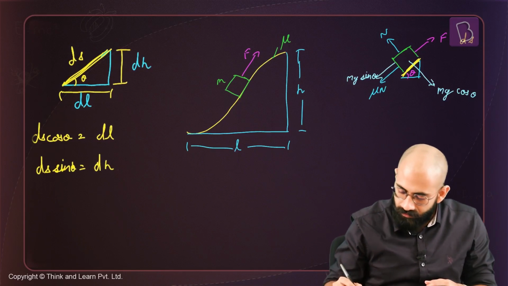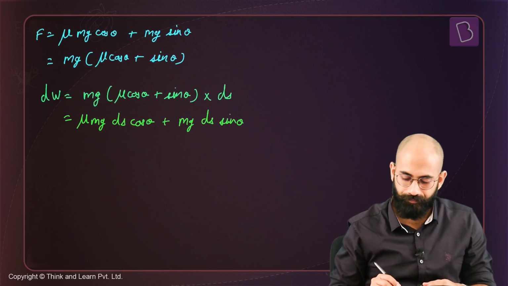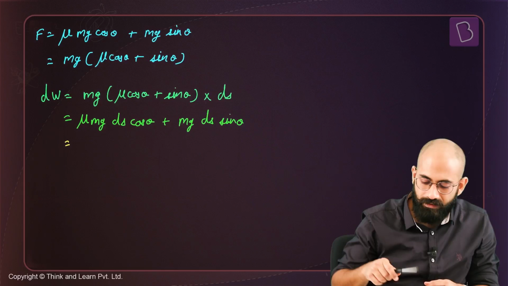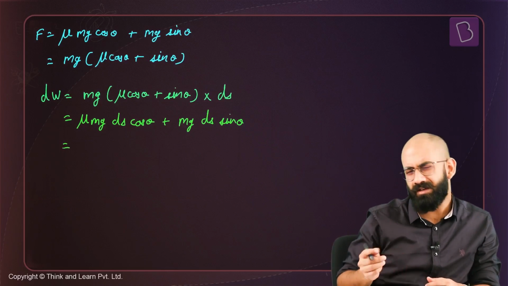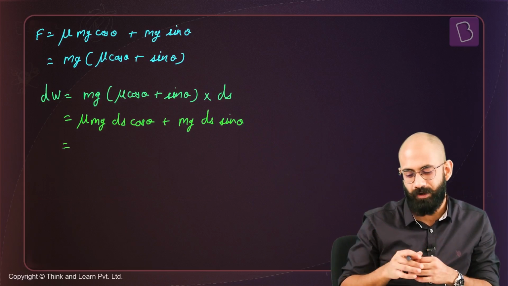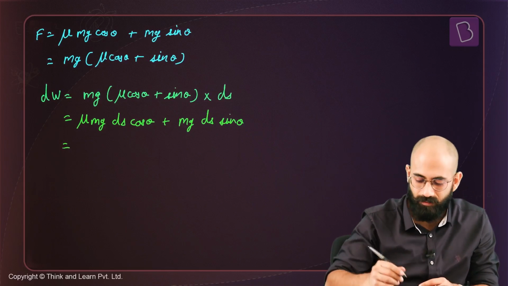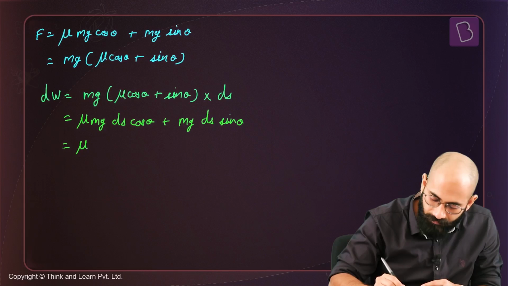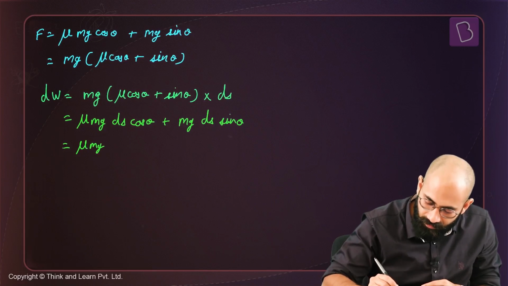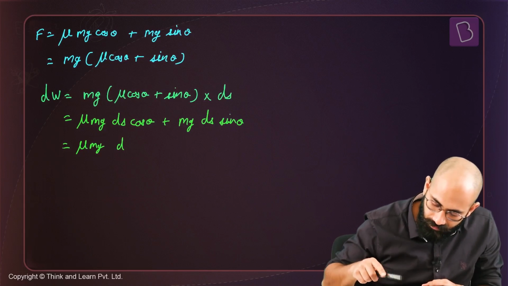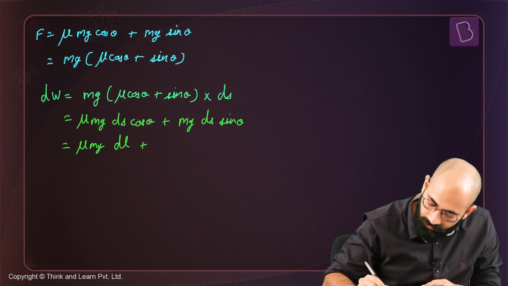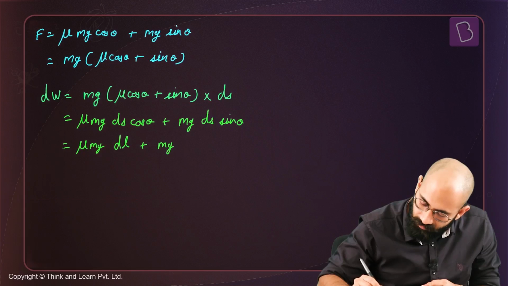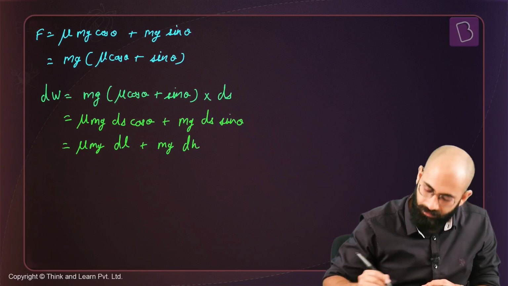Now these two values I'm going to replace over here, right? And this is where the problem becomes easy. So you can say that the crux of the problem is basically at this point, figuring out that ds cos theta equals these values. So over here, if I write, ds cos theta becomes dl plus mg ds sin theta becomes dh.